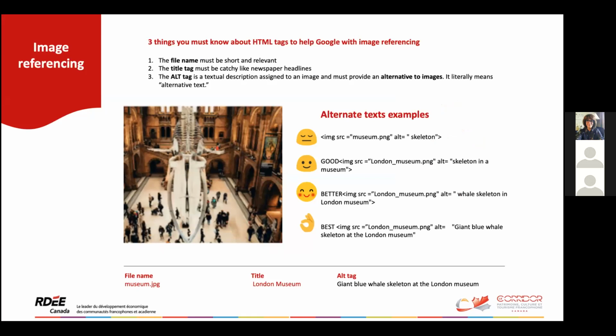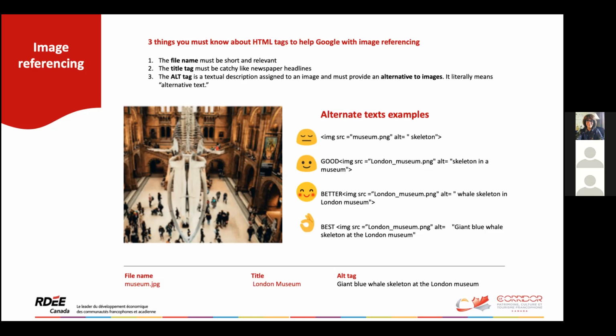So here is an example of how images can be done properly or not. Of course, the file name is the name that you assign to an image. This is good for you because if you keep it in your computer, chances are you'll find it more easily than if you keep the original image 0056 name. So that's both for you and also for Google. You want a file name that is simple, that just describes your image. It must be short and relevant.